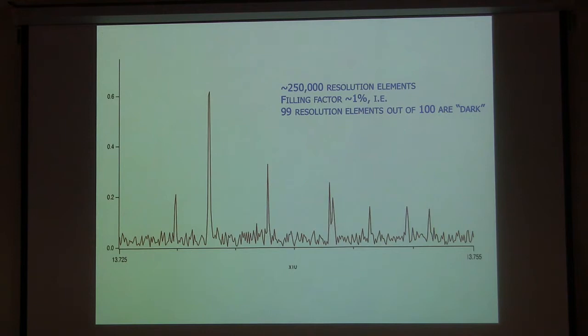You know how many resolution elements you have, and you can calculate very easily the filling factor. The number of bright resolution elements in this experiment is about 1%. So 99 times out of 100, resolution elements are dark. That is to say, at least at this level of sensitivity, if we were to take our cavity spectrometer, we wouldn't see anything. And that's why this technique is so useful.